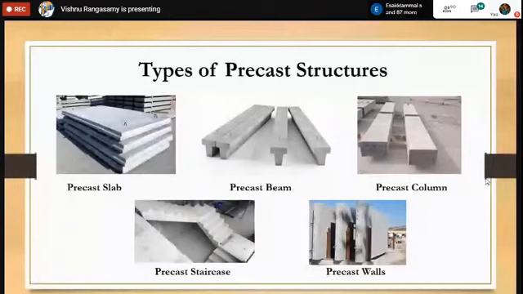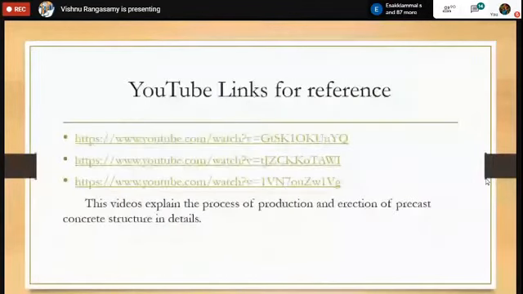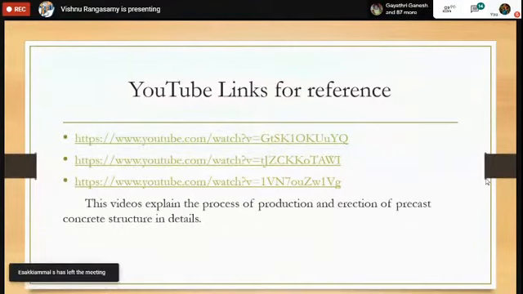Next, here are some YouTube links for reference. You know that Chennai Silks is one of the leading garment industries in the market. Chennai Silks, their branch in Tirupur, did this precast structure. They completed it within 3 months.